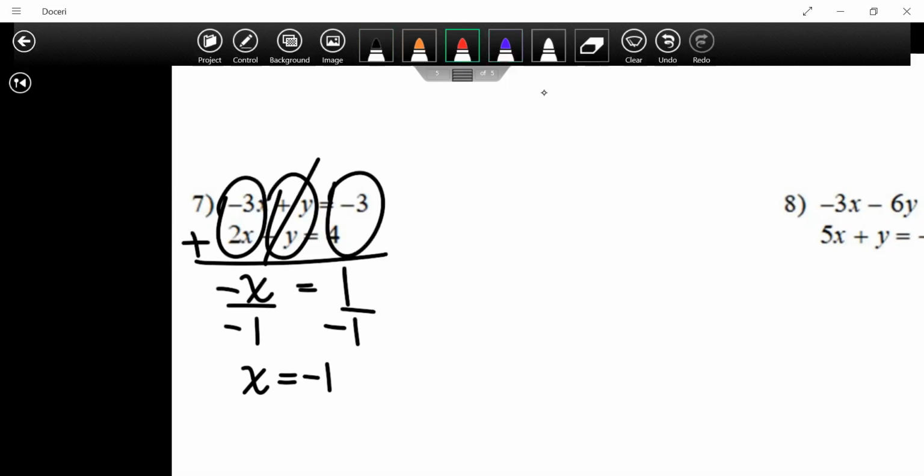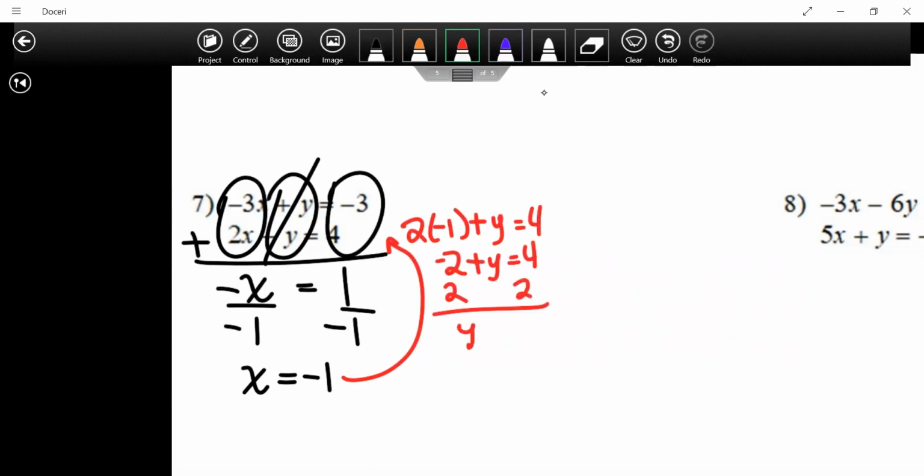Am I done? No. Take it and plug it back in. I'm going to do the bottom one. Oh, got to be able to plug that in. Adding 2 to both sides, y is equal to 6. Did we get negative 1, 6? Yes? Awesome.